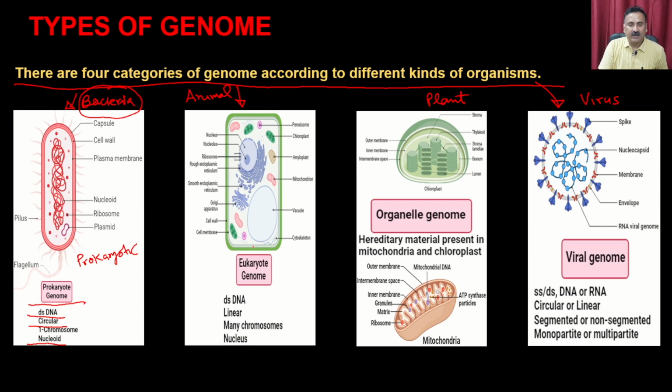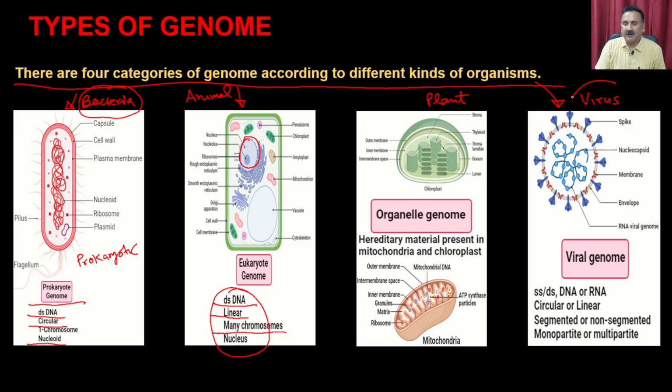Whereas in the case of the eukaryotic genome, which is present in the animal, you're going to have double stranded DNA, linear DNA, and it is going to be present in the form of many chromosomes, and all these are going to be present inside a confined structure which is called the nucleus. So this is the nucleus, right? And then in the case of plants, you are going to have the main genome present inside the nucleus, just like the animal cell, and then you are also going to have the organelle genome, which is present in the mitochondria and the chloroplast.